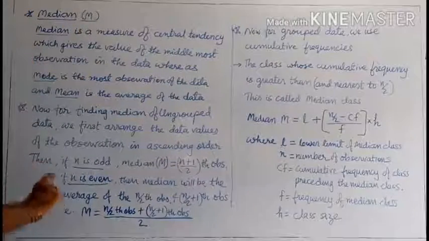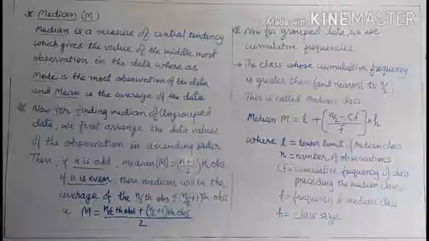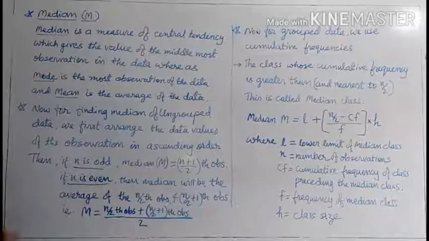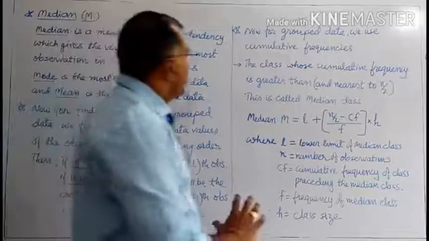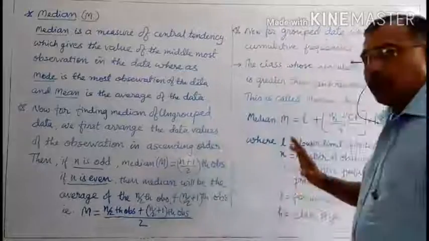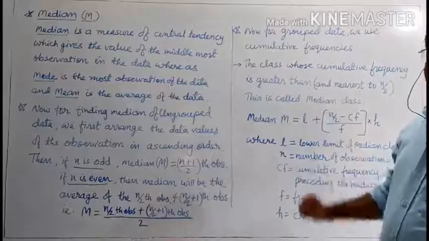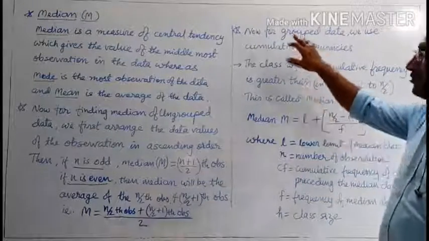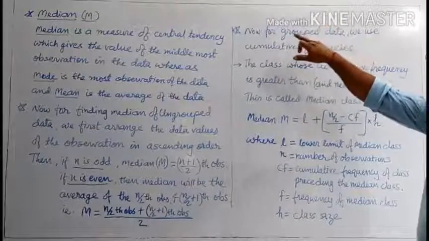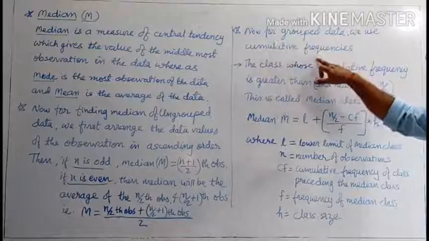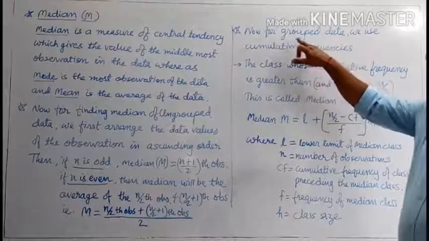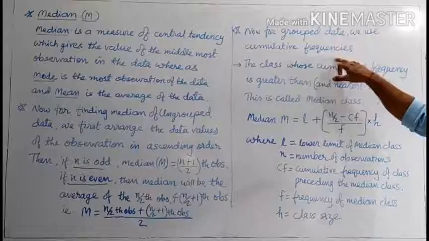Now for this median of ungrouped data, we will take the example after this. First of all, let us go for how to find the median of grouped data. To find the median of grouped data, first of all we have to go for cumulative frequency. So for grouped data we use cumulative frequency.